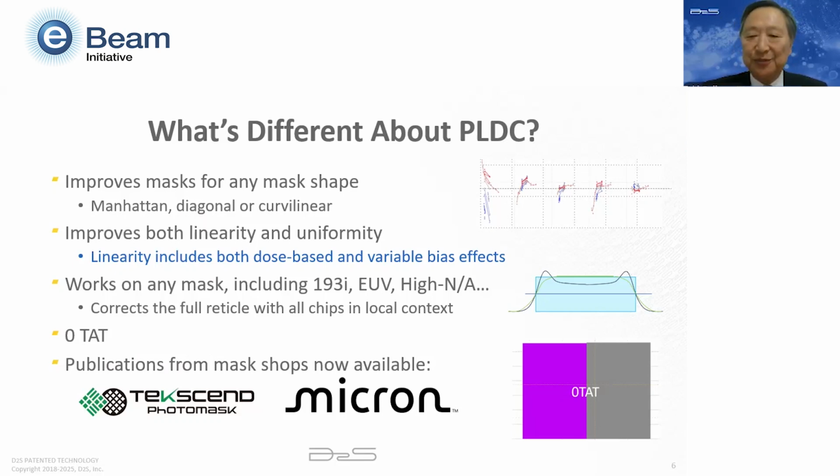PLDC also improves both linearity and uniformity. I'll explain the uniformity picture that's on the right here in a second. Linearity includes both dose-based effects and variable bias effects, and I'll explain that in a little bit too. PLDC works on any masks, including 193i, or for that matter, 193Gi, or EUV or high-NA. Particularly as we go to EUV and high-NA, it becomes important that PLDC inherently corrects the full reticle for all chips in their local context.